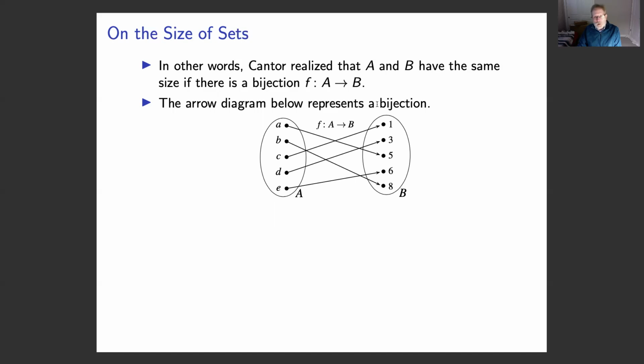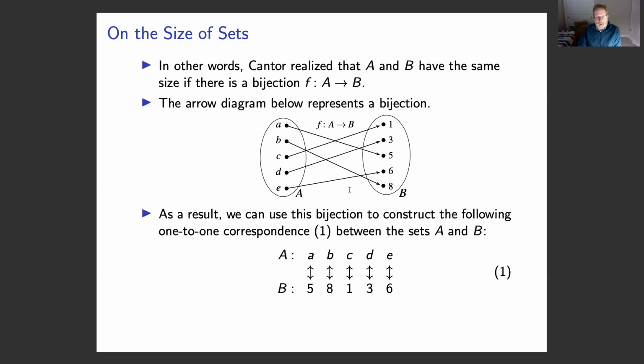What I want to convey to you is that if you have a bijection from one set to the other, you can use that to easily identify a one-to-one correspondence between the elements of A and the elements of B. For example, A corresponds to 5, B corresponds to 8. We can actually list those correspondences. And here it is. As a result, we can use this bijection to construct the following one-to-one correspondence between the sets A and B. And so the elements match up perfectly.